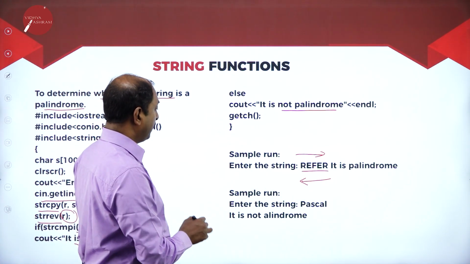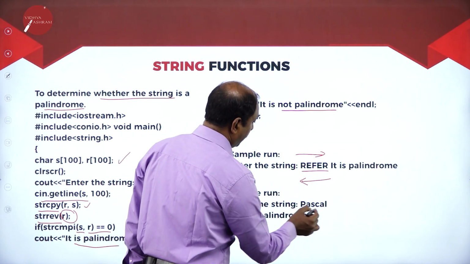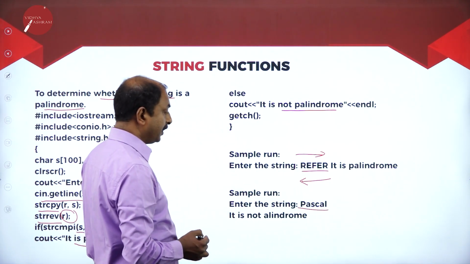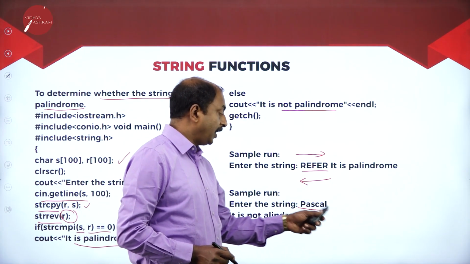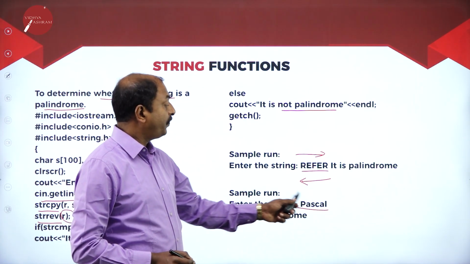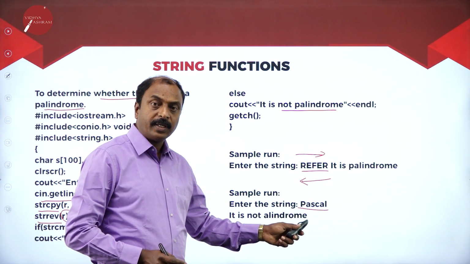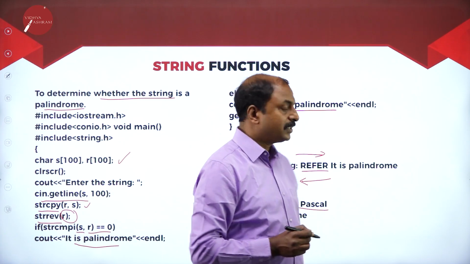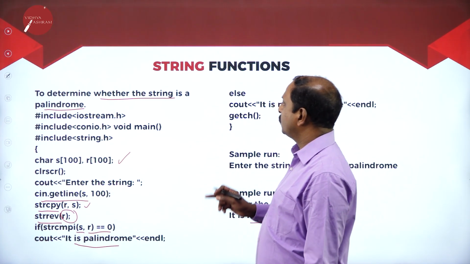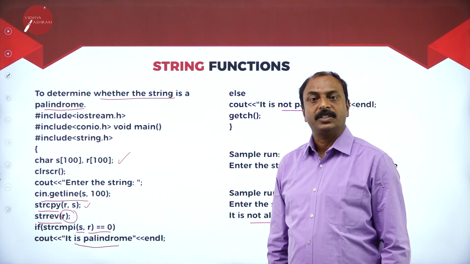Now look at another example. Suppose we enter a string as Pascal. In this example, if you read from right to left or left to right, it is different. So it is not equal. So it is not a palindrome. So this is a simple program to show the working of string functions.